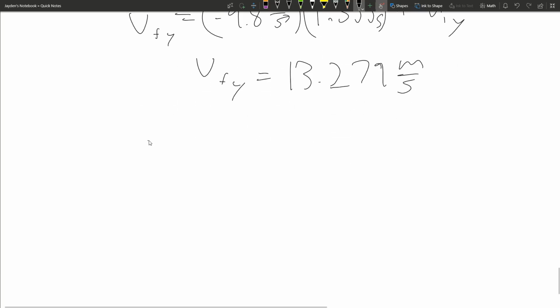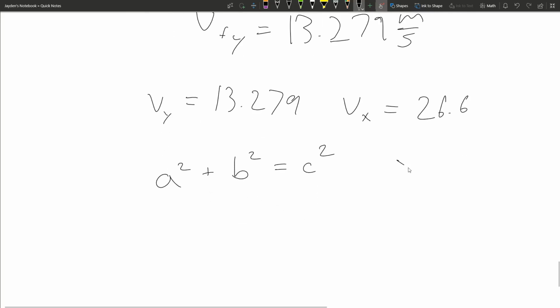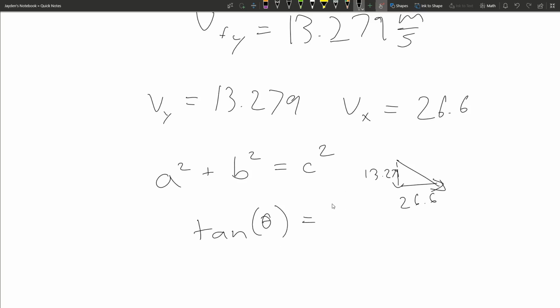So if we know the velocity in the y direction and the velocity in the x direction, we can find the resultant using the Pythagorean theorem, as this is a triangle. The ball is making contact, moving at two vectors of 13.279 and 26.6, so tangent of theta equals the y component. Oh wait, I skipped to the third question, my bad.